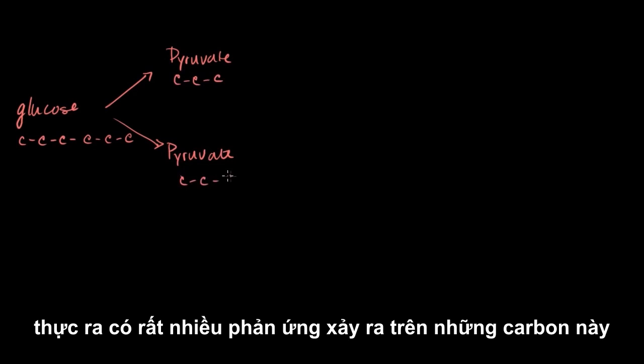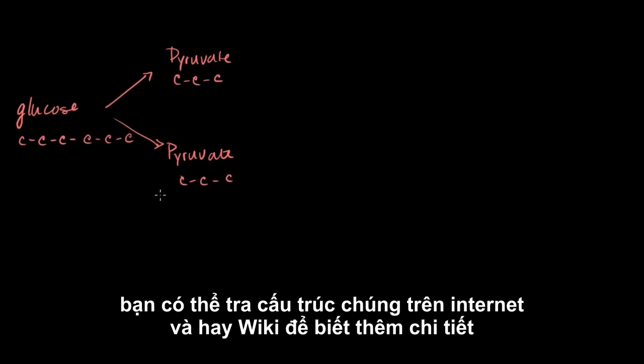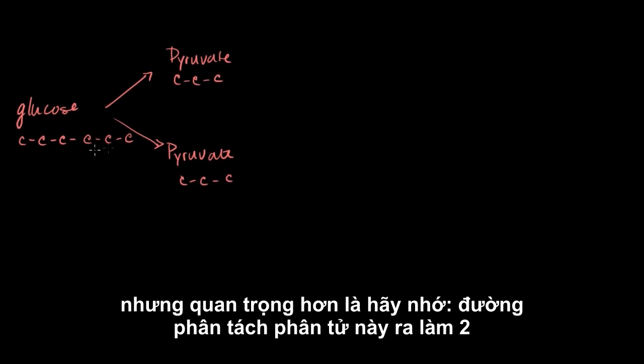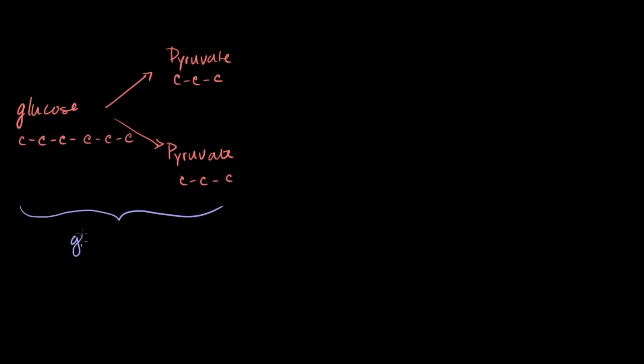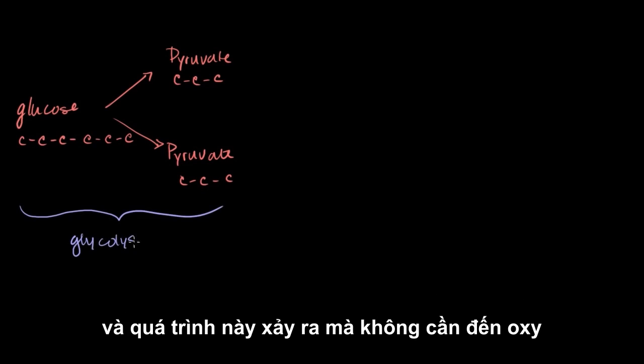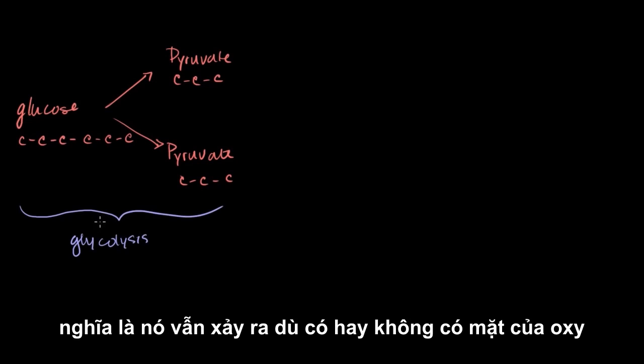There's obviously a lot of other stuff going on in the carbons. You saw it in the past, and you could look up their chemical structures on the internet or Wikipedia and see them in detail. But the important thing is that it was lysed, it was cut in half, and this is what happened in glycolysis. And this happened in the absence of oxygen, or not necessarily. It can happen in the presence or in the absence of oxygen.